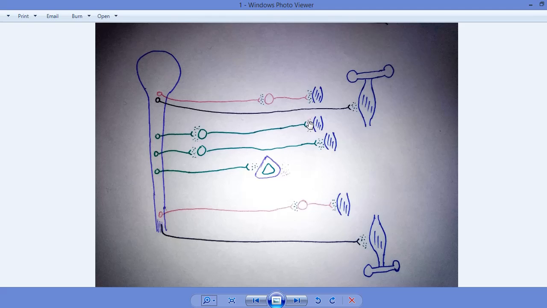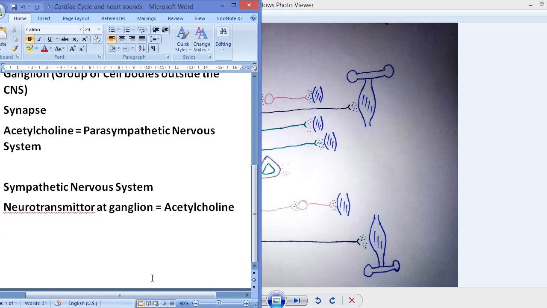with some exceptions also. I'm going to talk about that later. But the postganglionic neuron will secrete norepinephrine at the neuromuscular junction. Norepinephrine. The postganglionic neuron of the sympathetic nervous system will secrete what? Norepinephrine.